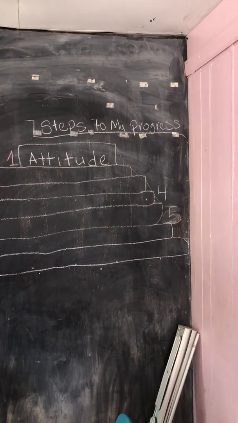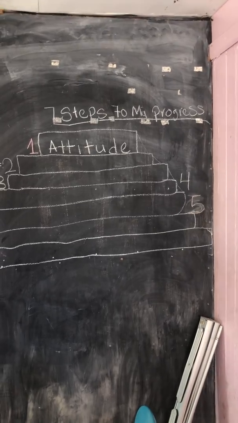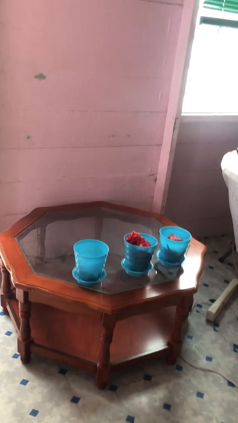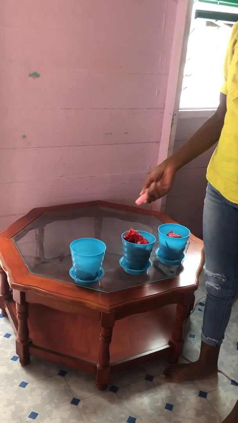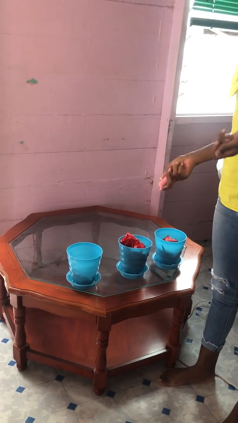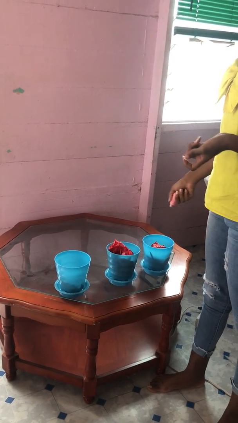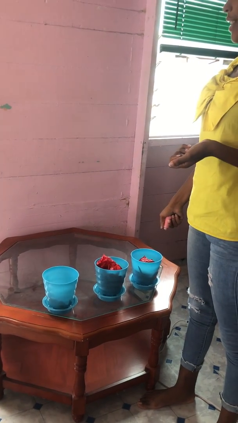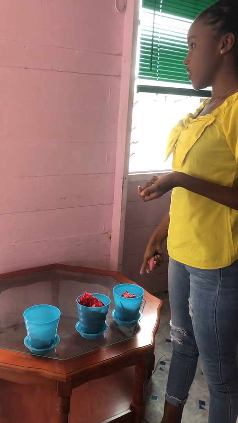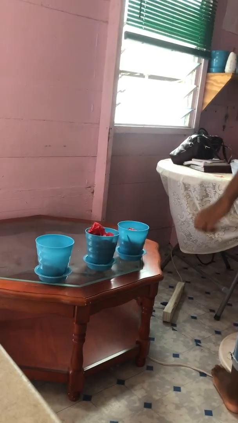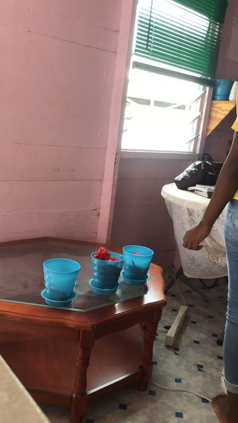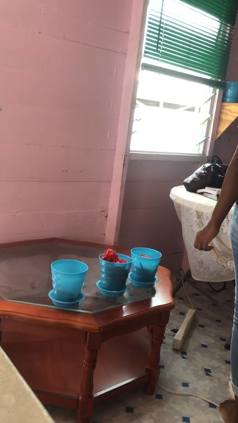Crystal, move the other bottle there on my table. Good. So we have 3 containers. Tell me about these 3 containers. The first container is shampoo. The second container is conditioner. And the third container is treatment. Okay. So tell me about this concept. How do shampoo, conditioner, and treatment help you to develop the right attitude and the right mindset?